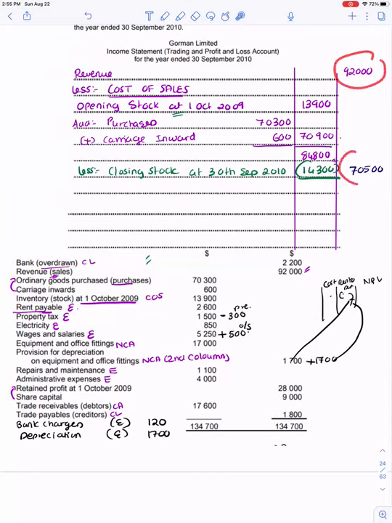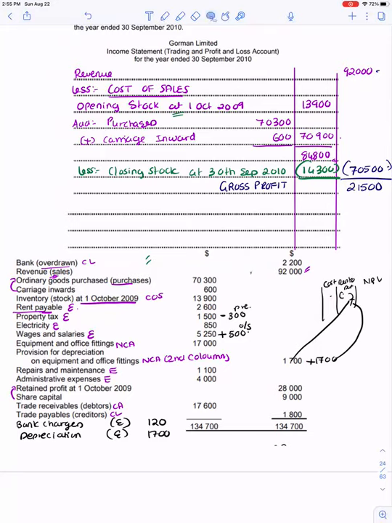Revenue minus cost of sales gives me the gross profit. What is the gross profit? 92,000 minus 70,500 will give me a gross profit of 21,500.